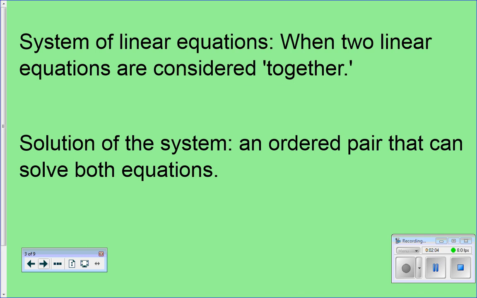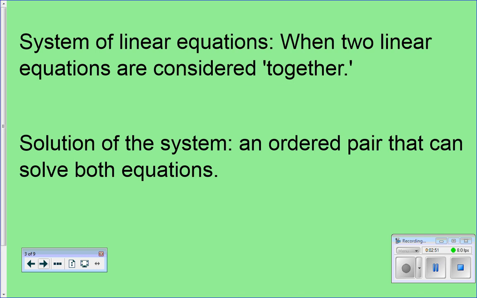So your answers are going to be in ordered pair form today. The ordered pair is (x, y). Remember with the parentheses? That's how your answers are going to be. Two equations we're going to put on the graph. The solution is the ordered pair to solve both of those. That's something else you need to have in your notebook.